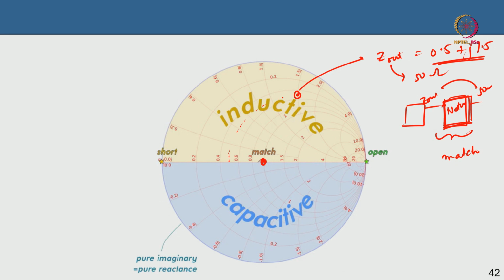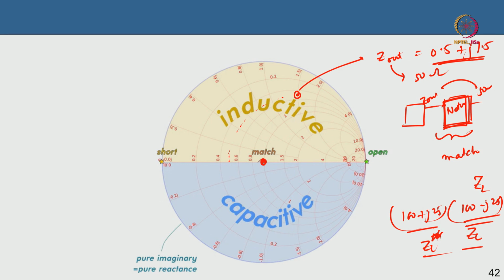Okay. This is one type. In some cases you want to match it conjugately to the load. Suppose your load impedance is 100 minus j25, and your transistor needs a matching network such that the output impedance will now look like 100 plus j25. If one is ZL, the other is ZL star, the conjugate of the load. If you match it that way, then you can enable maximum power transfer. So, there are different criteria of course, but here I am generally talking about matching it to 50 ohm.